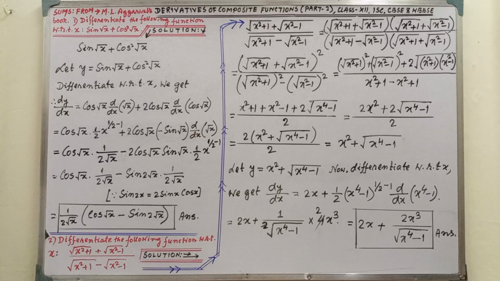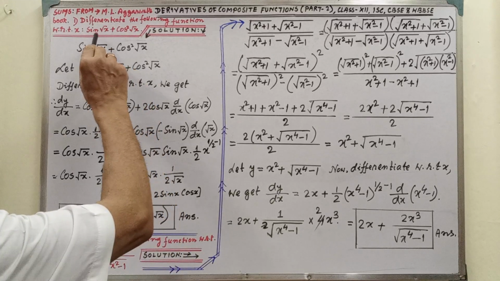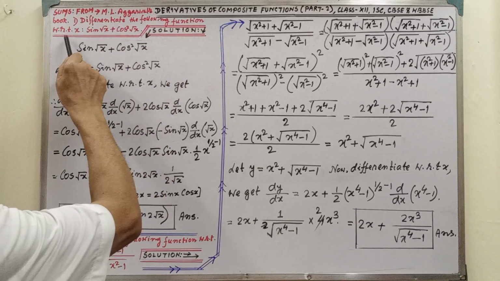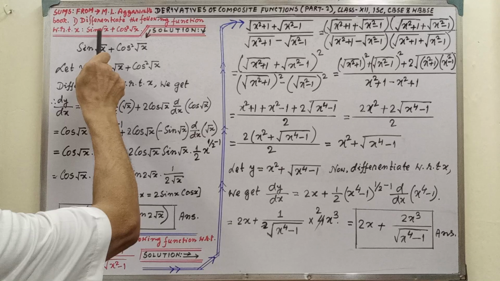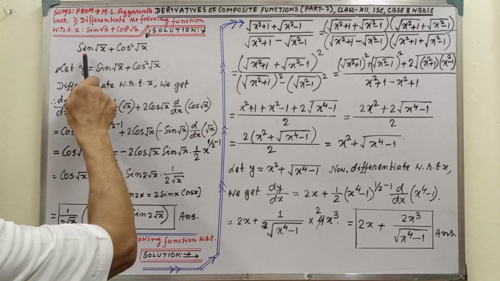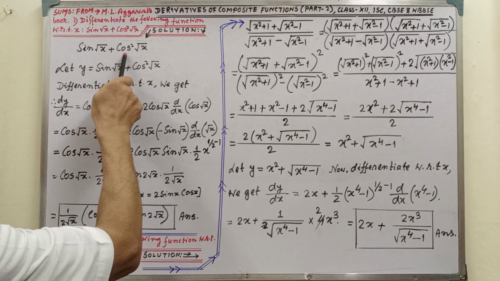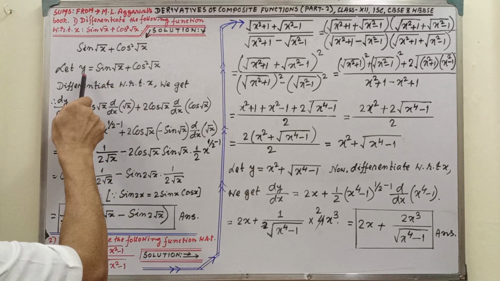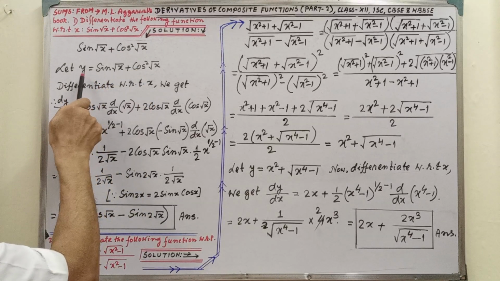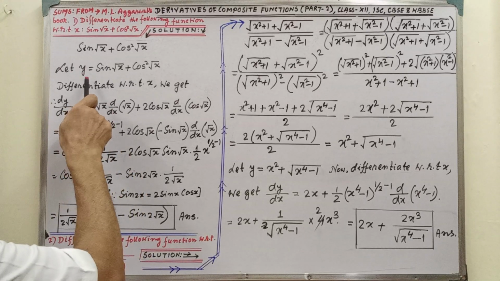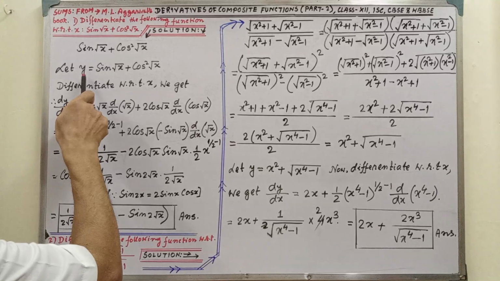Sums given from ML Agarwal's book, you will get in the exercise in your book, and here also it is written clearly. Differentiate the following function with respect to x. This is the sum. This is the expression: sine root x plus cos square root x. This is the process you have already followed, and again you try to follow.